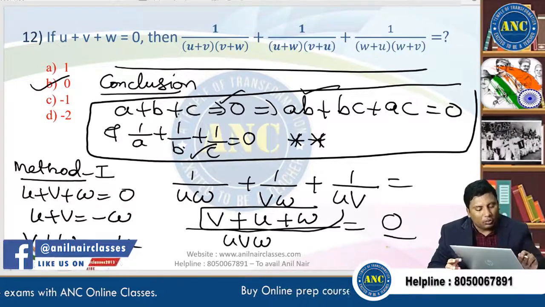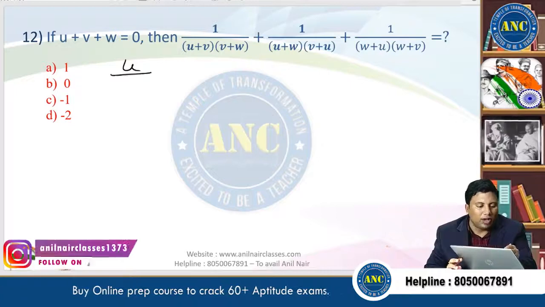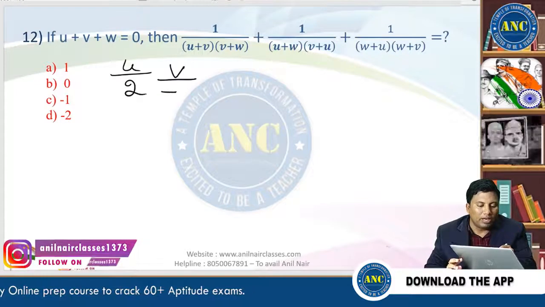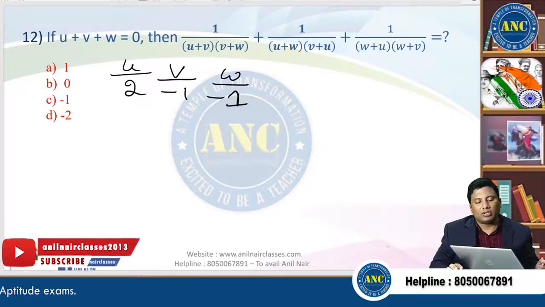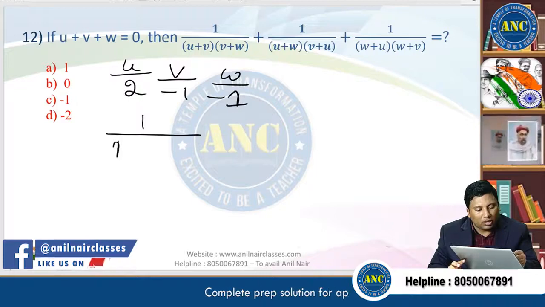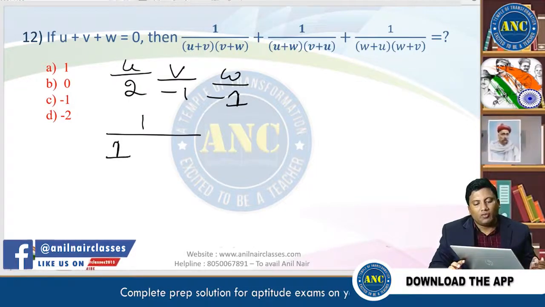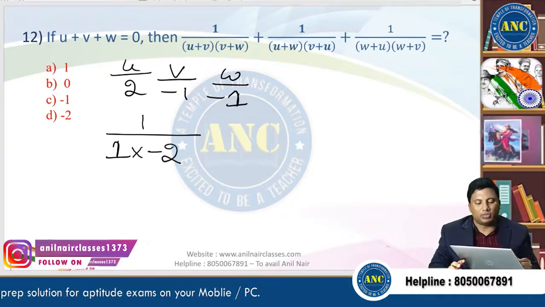What is method 2? Method 2 is nothing but take u value 2, v value minus 1, w value minus 1. Substitute it, you will get the answer. 1 by u plus v, 2 minus 1, 1. v plus w, minus 1 minus 1, minus 2.